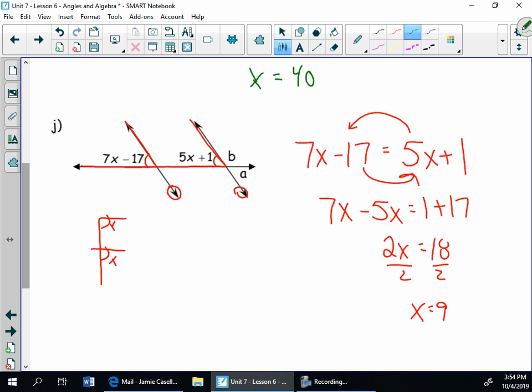Go back to my diagram. Let's find the missing angles. I need 7 x's. So 7 times 9 minus 17. So that's 63 minus 17. That gives me 46. I don't really have to do this one because I know it's 46. They're the same, right? It's kind of our key point. And if this is the same as the one across, A is 46. And B, I can do my straight line minus 46, and I'll get 134 degrees.